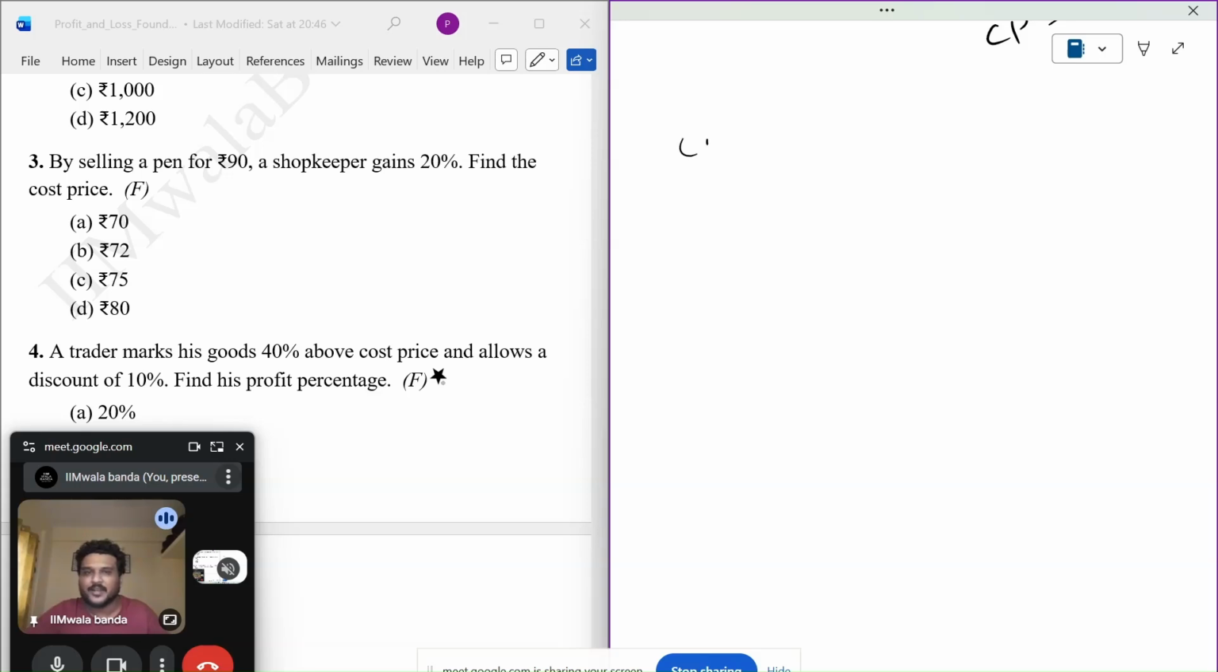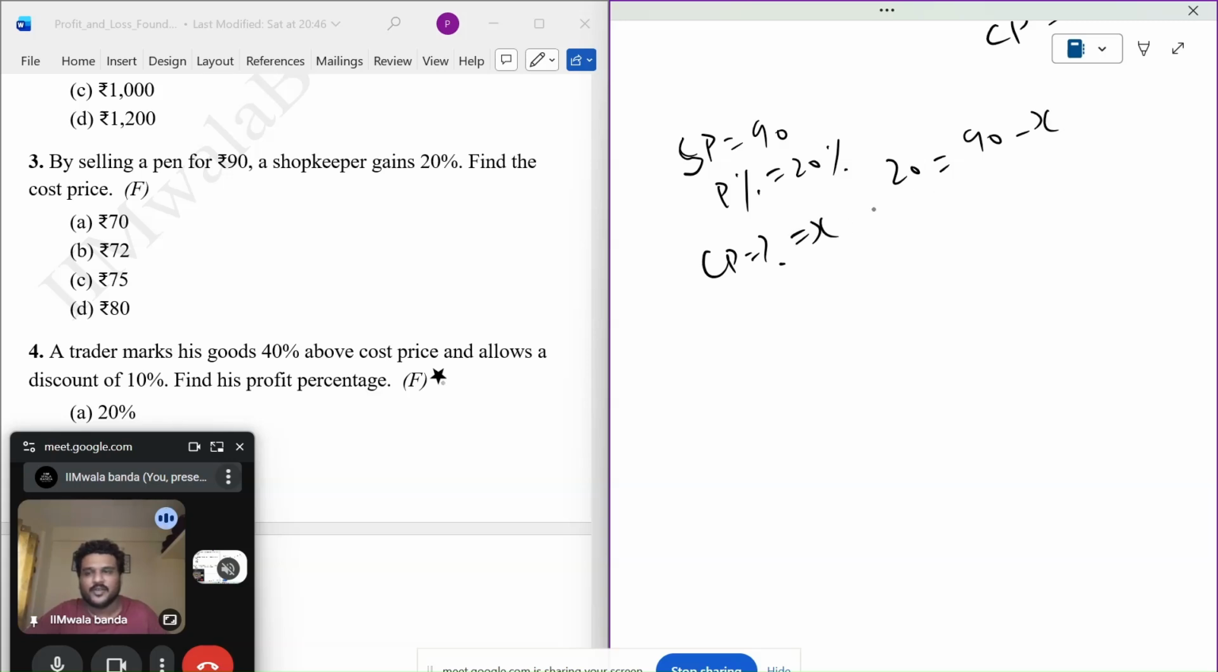By selling a pen for 90 rupees, a shopkeeper gains 20%. So profit percentage I know is 20. And selling a pen for 90, so CP is not 90, SP is 90. And this is how you have to be mindful of the language. Find the cost price. Again, very direct question. 20% profit is selling price minus cost price. Selling price I already know, 90. Cost price I don't know, let it be X.